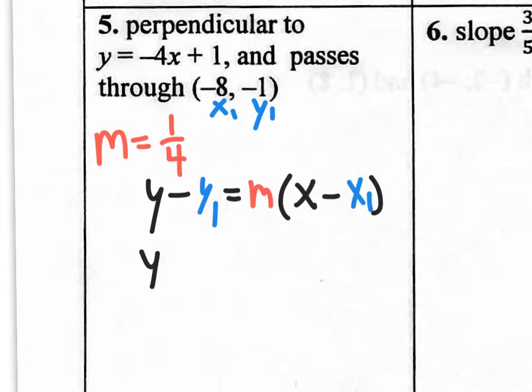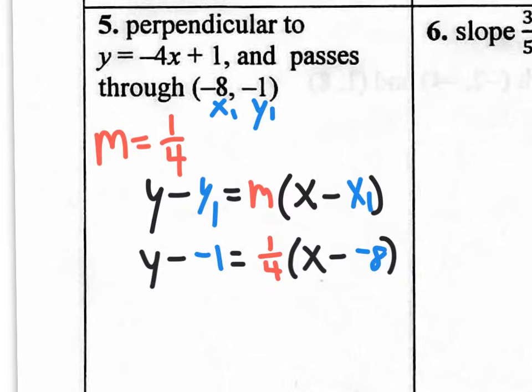Okay. So let's plug in the values. Let me rewrite this. y minus blank equals blank, parenthesis x minus blank. So let's plug in our values. What is our y1 value? -1. What is our m value? 1/4. We indirectly got that from the information provided, or they indirectly provided us with the slope 1/4. And we finally have -8 for our x value. Now, this is our point slope form equation.